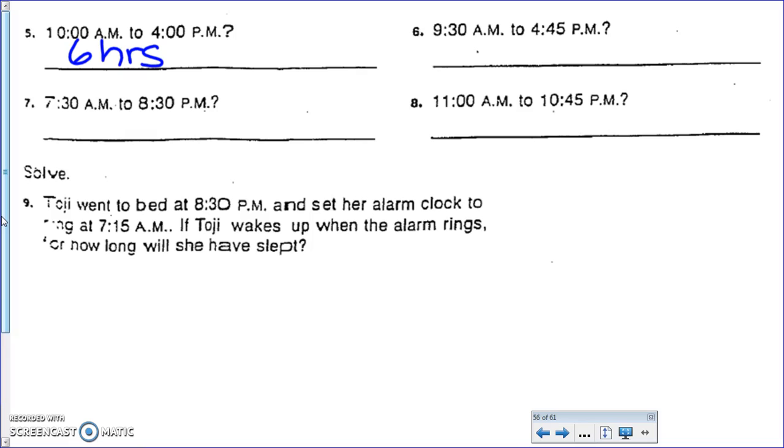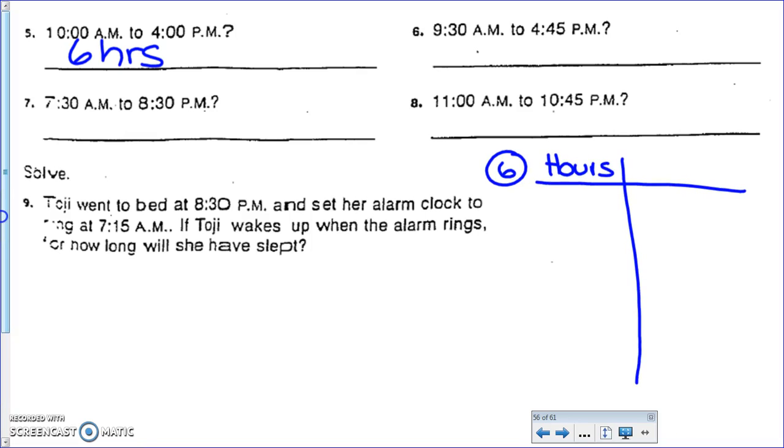For 6, we have 9:30 a.m. to 4:45 p.m. One thing we can do when we're doing problems like this, we can also draw a T-chart to help us keep track of the hours and the minutes. So we're going to do that down off to the right here. The way to do this T-chart is we know we're starting at 9:30. So we're going to write down each hour until we get as close to 4:45 as we can. So we're going to write down 10:30, 11:30, 12:30, 1:30, 2:30, 3:30, and 4:30.